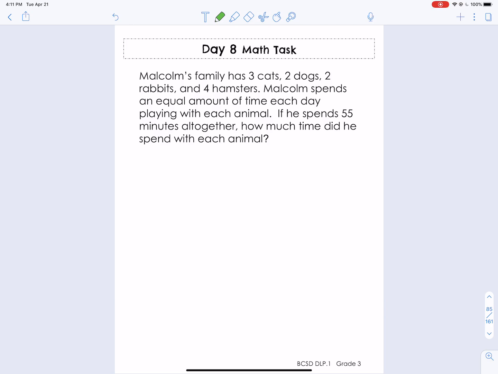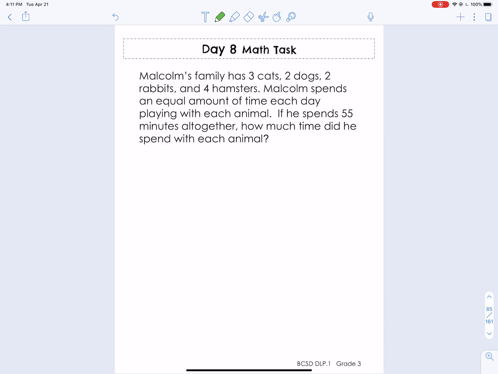Let's get started. Malcolm's family has 3 cats, 2 dogs, 2 rabbits, and 4 hamsters. Malcolm spends an equal amount of time each day playing with each animal. If he spends 55 minutes altogether, how much time did he spend with each animal?